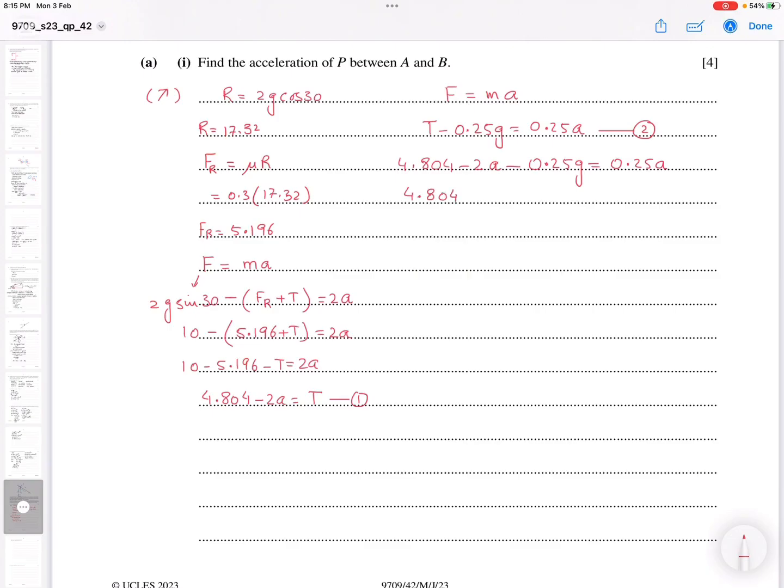Now further simplify this equation. You will get 4.804 minus 2.5 is equal to, actually I am collecting the like terms, 0.25a plus 2a. From here you will get the value of a, which is 1.024, or you can write 1.02 meter per second square. This all work was from A to B.